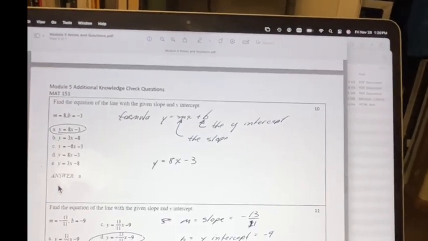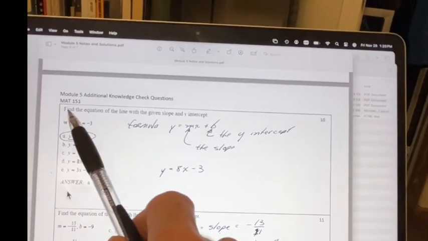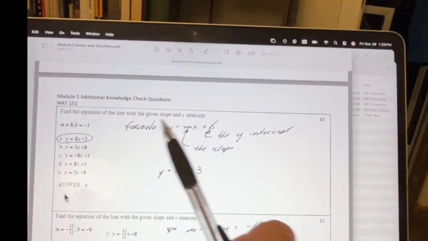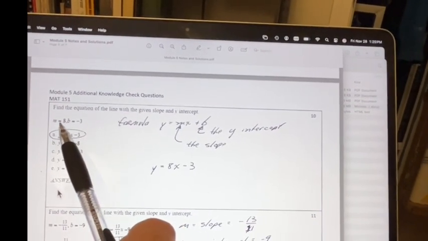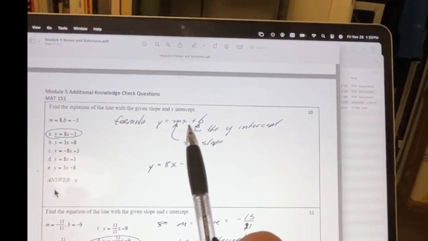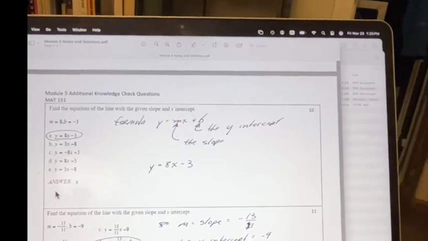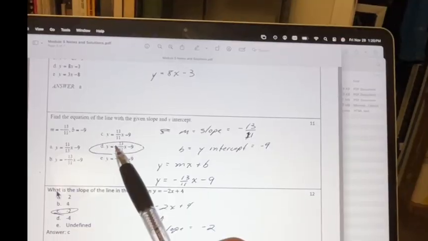So from here on out, it's a lot of testing your definitions. So do you know your definitions? Find the equation of the line. Look, they give you this business, M and B. Hopefully you remember that's slope and y-intercept. Here's the formula, slope, y-intercept, plug the numbers in. There you go. Really the same question kind of in reverse.